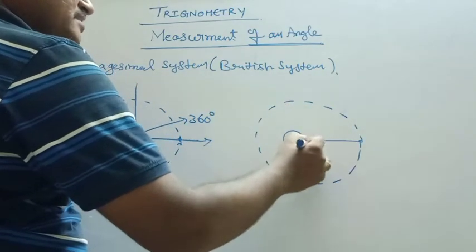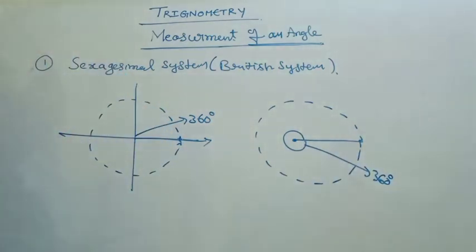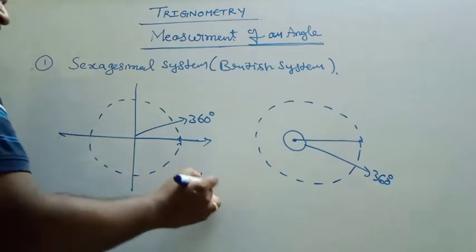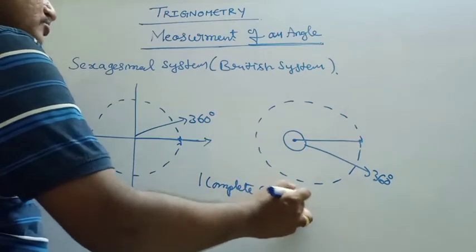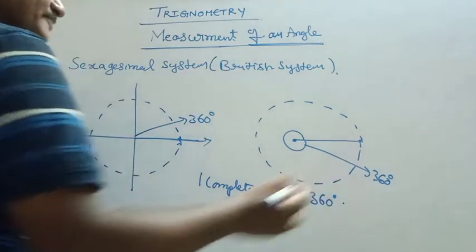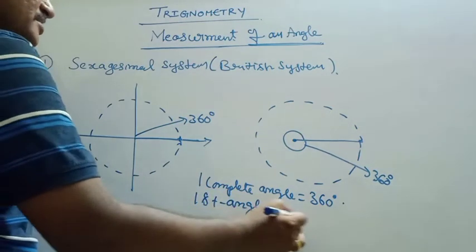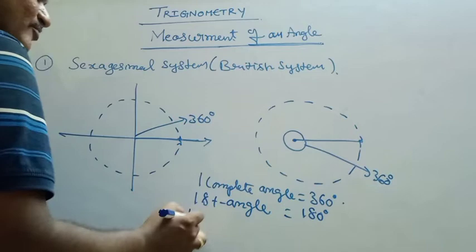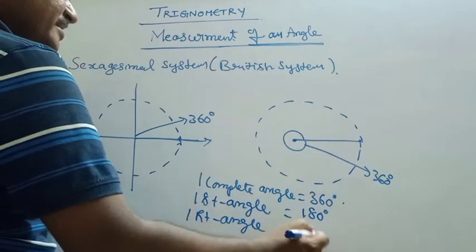This is totally 360 degrees, you know that. Because, as I told you, we were ruled by British people, that's why we are mostly using this terminology of degrees. Therefore, here one complete angle is equal to 360 degrees. One straight angle, you know, is 180 degrees, and one right angle is equal to 90 degrees.